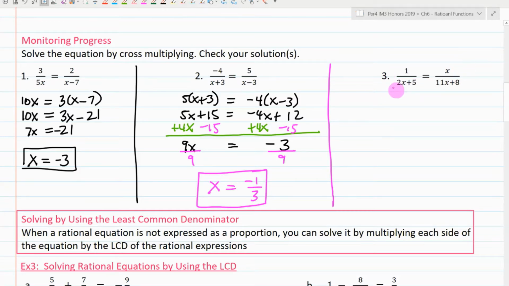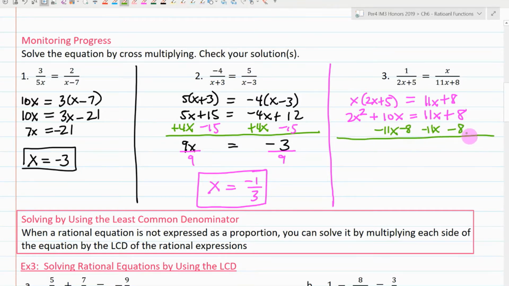All right. This one, we're going to cross multiply. So we're going to have x times 2x plus 5, and then 1 times 11x plus 8. This is going to give me 2x squared plus 10x equals 11x plus 8. So that means that we're going to have to factor because we have an x squared. So I'm going to set this equation equal to 0, subtract 11x, subtract 8. So that gives me 2x squared minus 1x minus 8 equals 0.